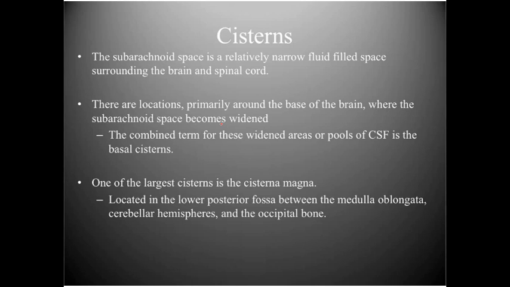The subarachnoid space is a relatively narrow fluid-filled space surrounding the brain and spinal cord. There are locations primarily around the base of the brain where the subarachnoid space becomes widened. The combined term for these widened areas or pools of CSF is the basal cisterns. One of the largest cisterns is the cisterna magna, located in the lower posterior fossa between the medulla oblongata, cerebellar hemispheres, and the occipital bone.